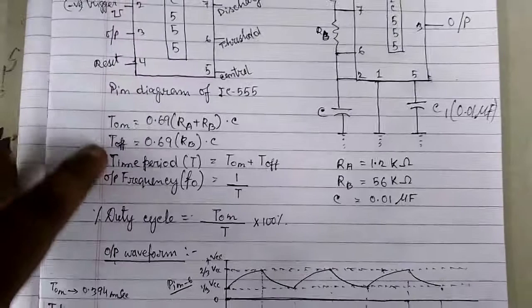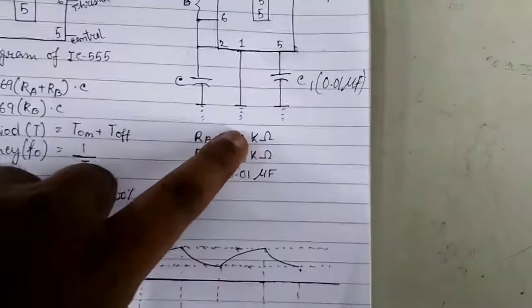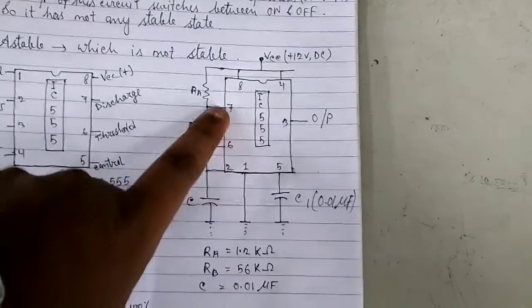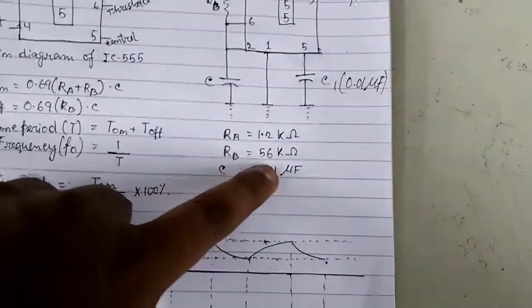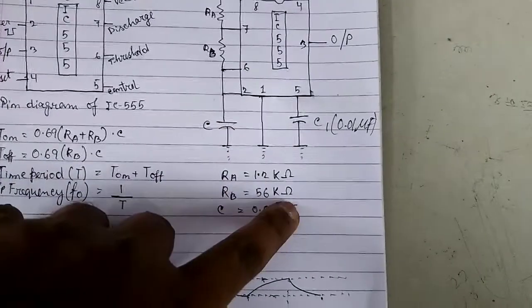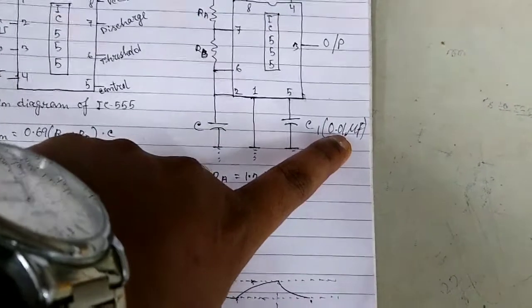So these are the values I have connected. RA, the resistance connected between 8 and 7 is 1.2 kilo ohm. RB, that is connected between 6 and 7 is 56 kilo ohm. And C, this capacitor is 0.01 microfarad, and here I have written the value of C1, that is also 0.01 microfarad.